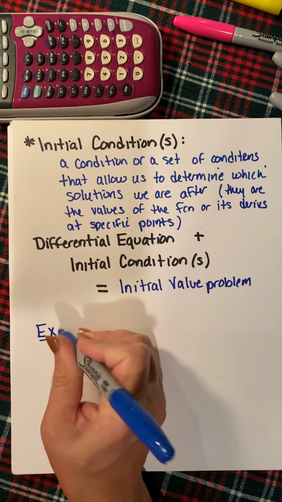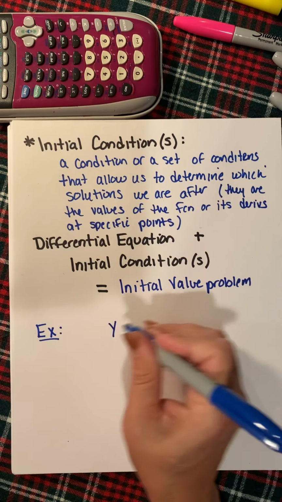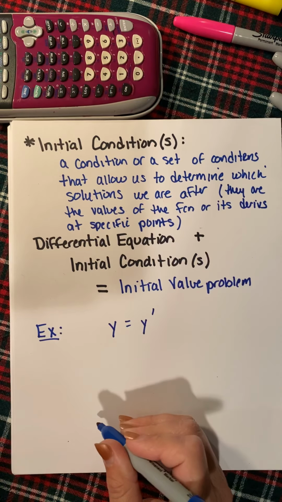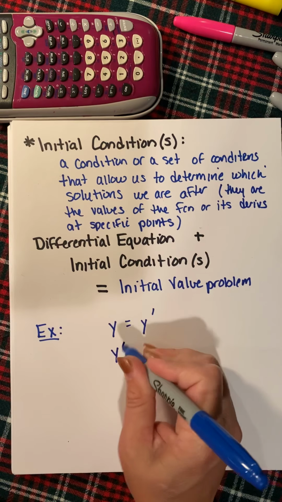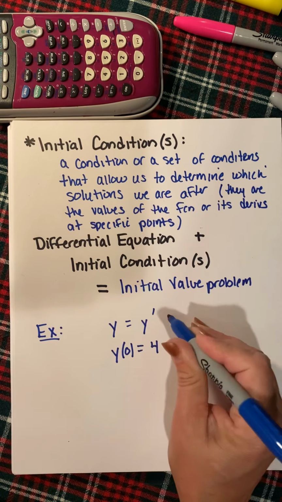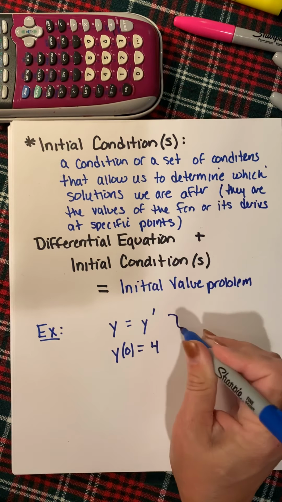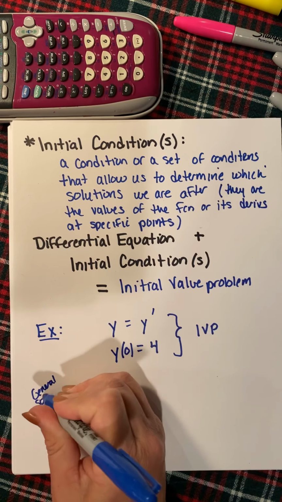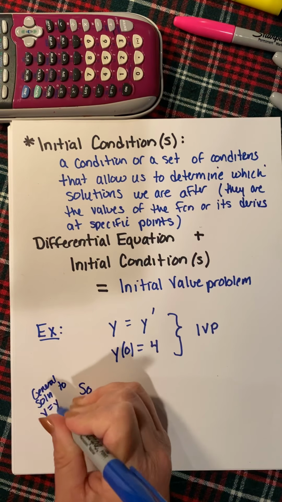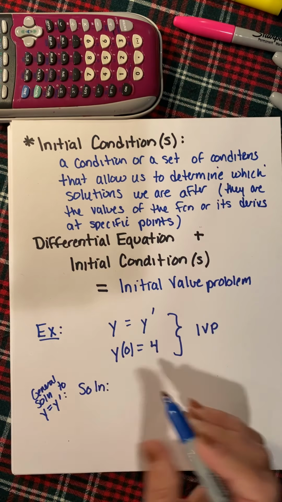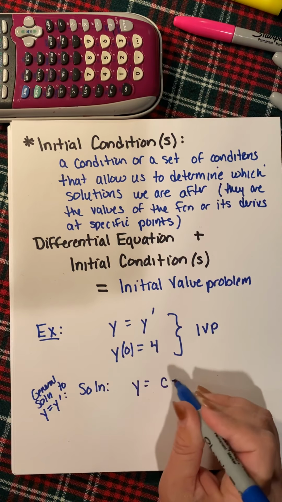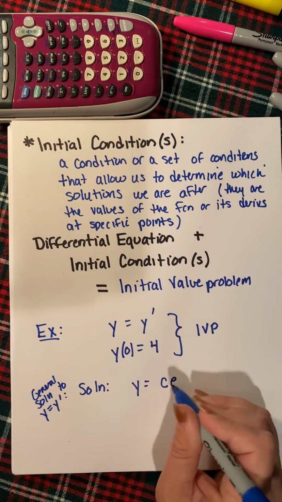So an example of an initial value problem, let's suppose we have y equals y prime. And let's suppose we add the condition y of 0 equals 4. So this is called an initial value problem. We have the differential equation, and then we have something about the function that will help us solve for the value of c. Well, we already know the general solution to y equals y prime is y equals any constant c times e to the x. But this condition right here is going to help us find the particular solution.